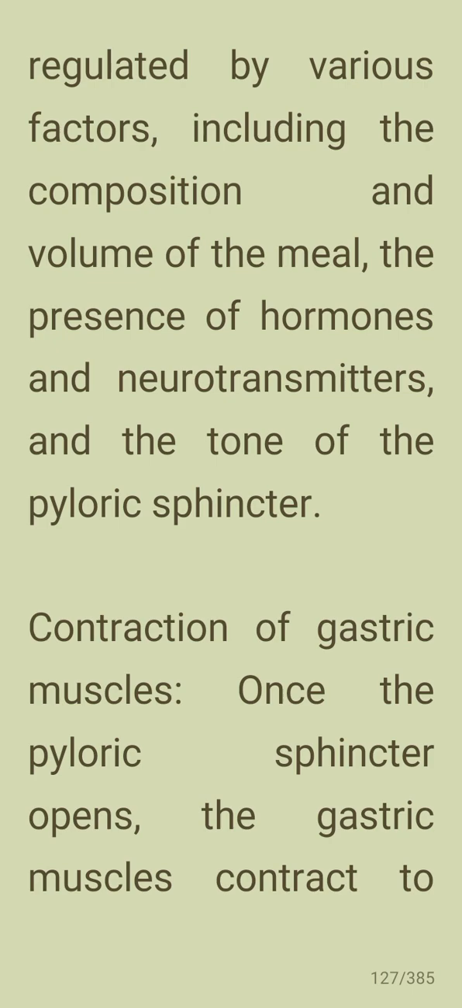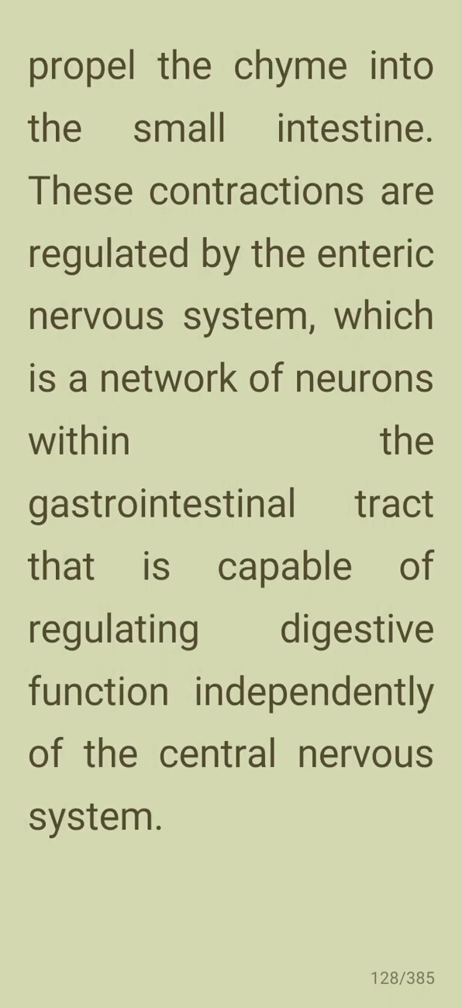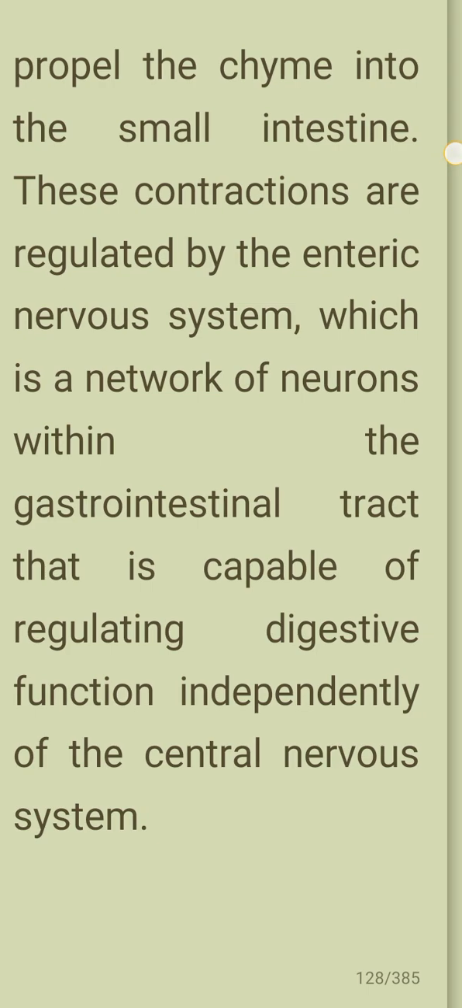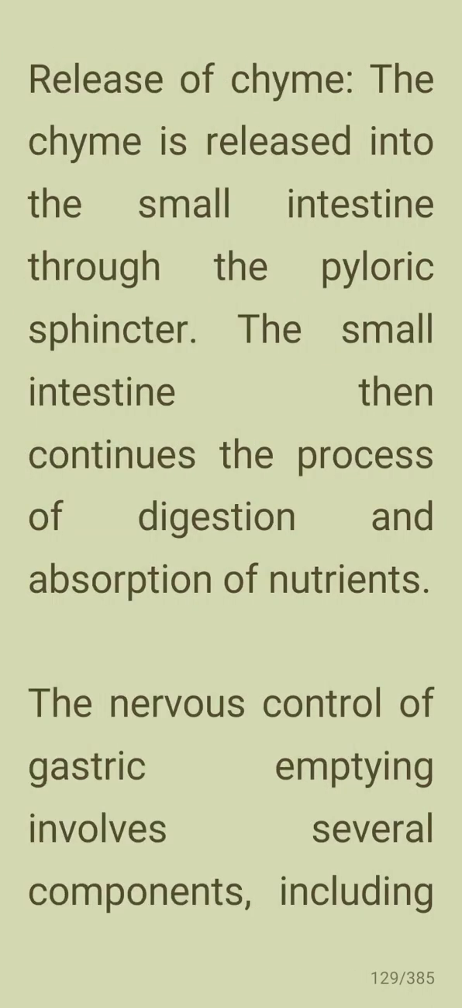Then contraction of gastric muscles. Once the pyloric sphincter opens, the gastric muscles contract to propel the chyme into the small intestine. These contractions are regulated by the enteric nervous system, which is a network of neurons within the gastrointestinal tract that is capable of regulating digestive function independently of the central nervous system. Then release of chyme. The chyme is released into the small intestine through the pyloric sphincter. The small intestine then continues the process of digestion and absorption of nutrients.